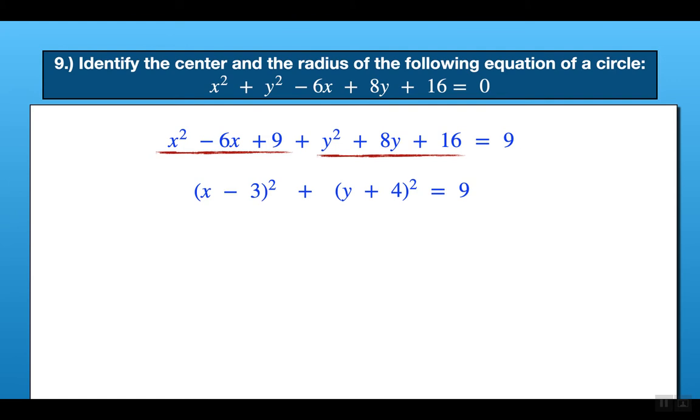Okay, now that we've done that, the whole purpose of doing that was because now, as you can see, we have our equation in the standard form of the equation of a circle. When it's in this form, we can easily identify what the center of the circle is and what the radius of the circle is. By now, you should already be identifying what that is just from looking at the screen. The center of the circle is going to be positive 3, negative 4, and the radius is 3.